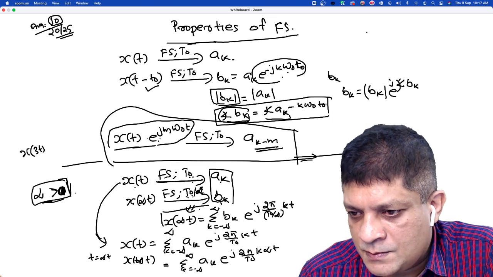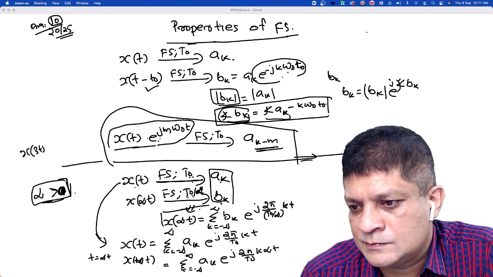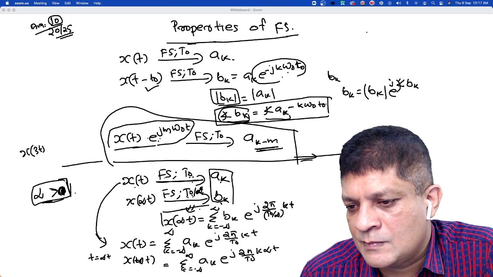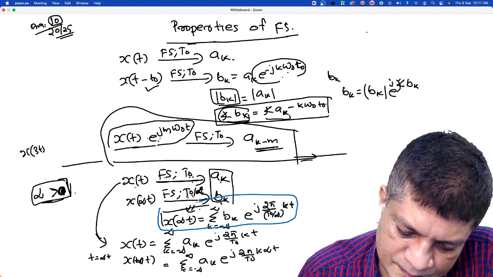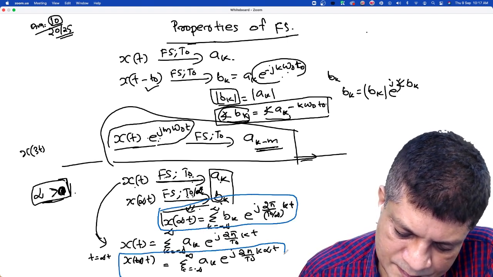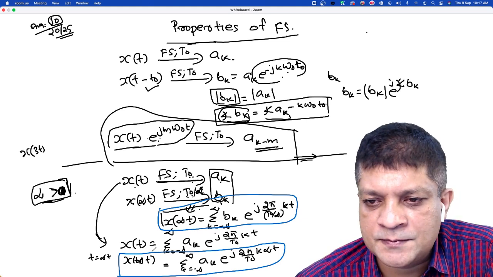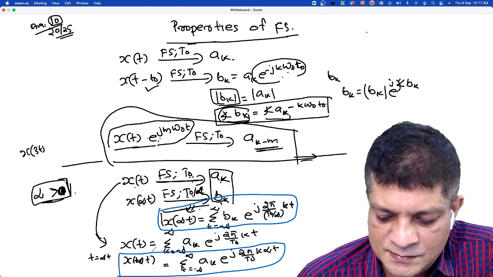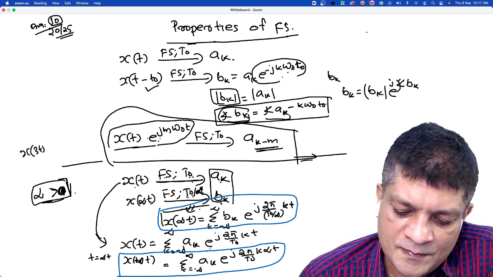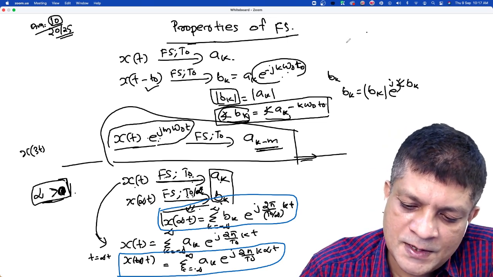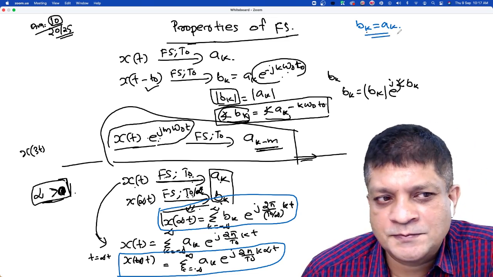Now look at these two expressions. The left hand side is the same, isn't it? Yes, sir. So the right hand side also must be the same. So tell me, what is the relation between AK and BK? BK is equal to AK. Is it that? Yes, sir.